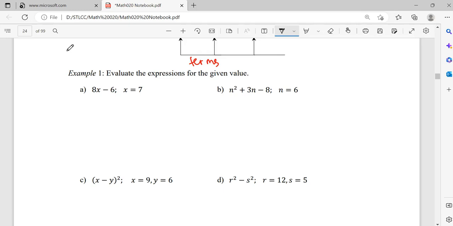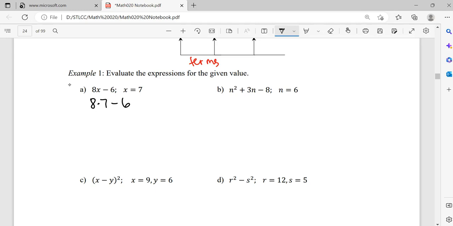In the first problem, our expression is 8x minus 6, and the value of x is 7. The first thing I'm going to do is rewrite the problem using the particular x value. Instead of the variable, I am going to use the 7. So 8x means 8 times x, and x is 7. So 8 times 7 minus 6. All right. So that is your step one. You rewrite the expression using the particular value for your variable.